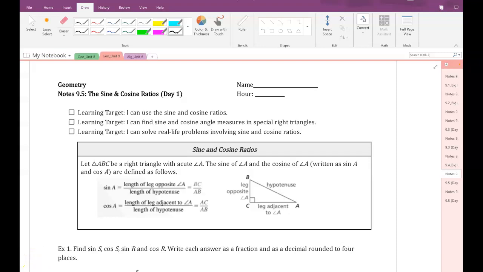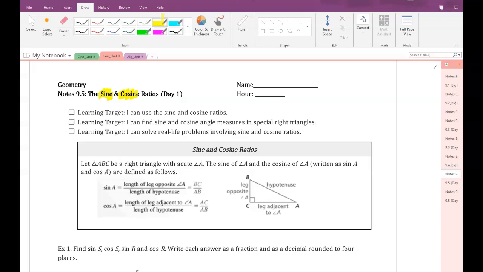Okay, today we'll be starting 9.5 day 1, which is on the sine and cosine ratios. A lot of people are tempted to say sin and cosine. Don't say that. It offends me. It's sine and cosine. So just like we did tangent ratios yesterday, sine and cosine ratios are related.